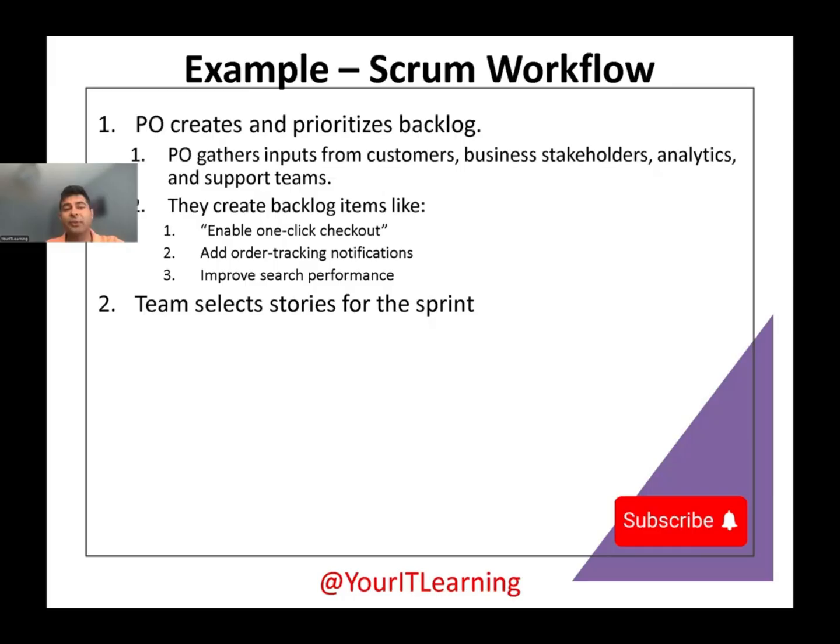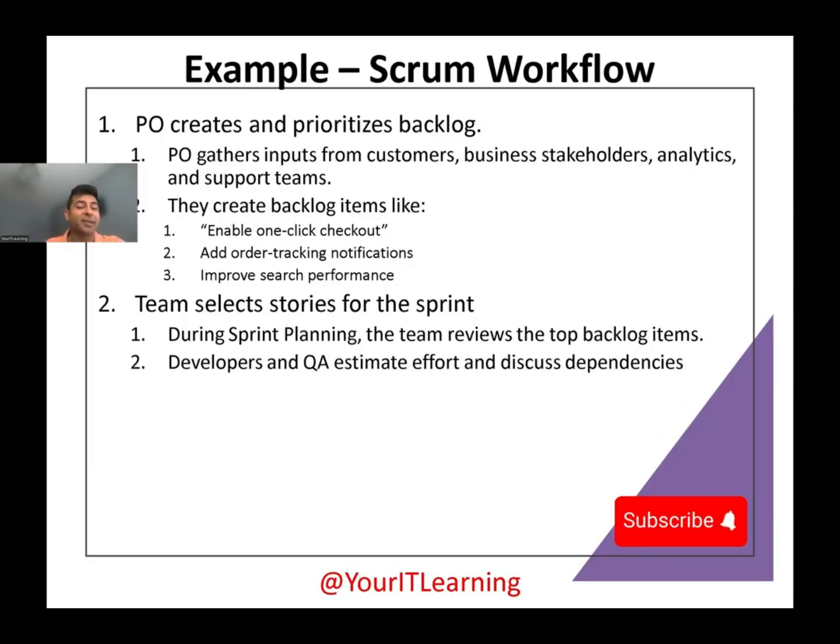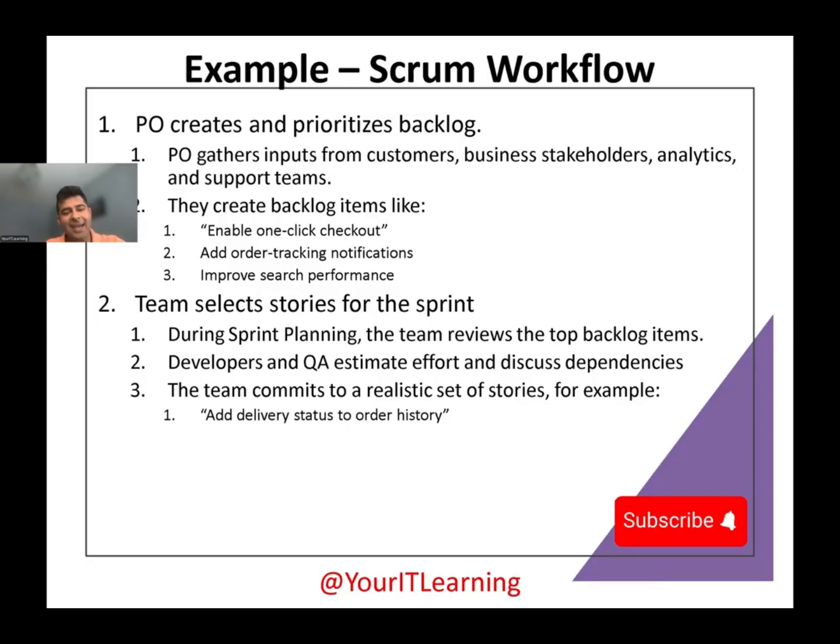Team selects stories for the sprint. So the team goes to the backlog and sees what other things need to be done in the next sprint. During sprint planning, the team reviews the top backlog items as per the priority. Developers and QA estimate effort and discuss dependencies. The team commits to a realistic set of stories, for example, add delivery status to order history, fix payment timeout issue.